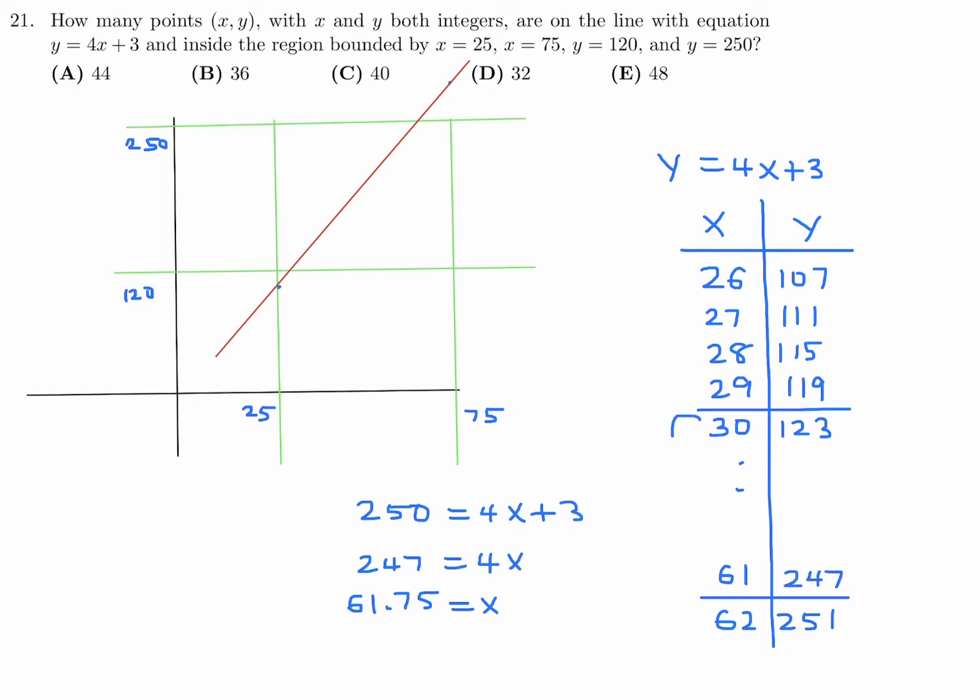So that means these values are the ones that are within the range, and we have to just count them up. So it's all the integers from 30 to 61, so that's 61 minus 29, and that is 32. So number 21, the answer is D.